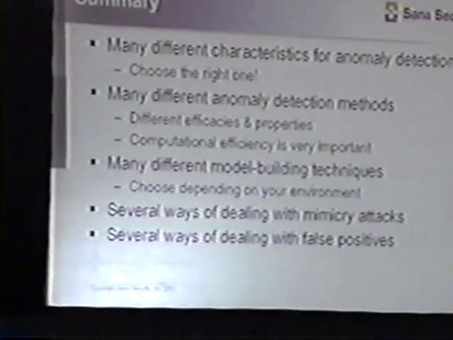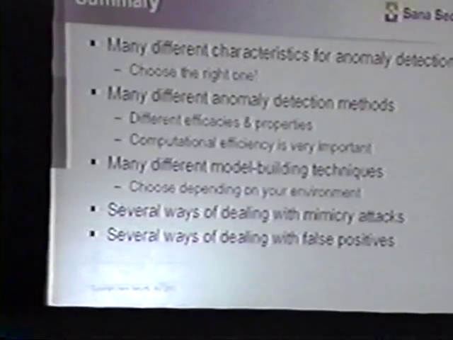So in summary, if you're thinking about evaluating an anomaly detection system, or building one, there's a bunch of things that you really have to be aware of. The first is you have to know what characteristics are valuable in the domain that you're using it in. There are many different kinds, and some are better than others. You also have to be aware of the anomaly detection method that you're using, and as I said, there's lots. They have different efficacies, and different properties depending on where you're applying them.